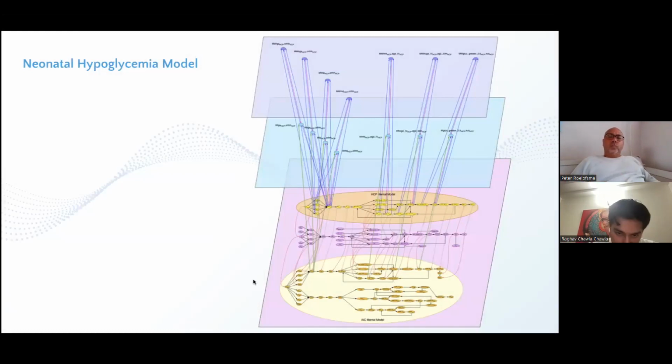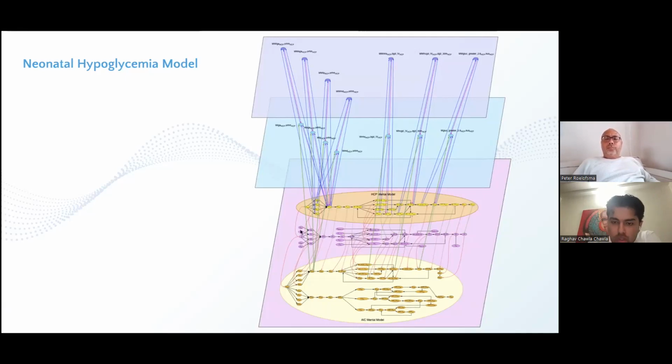This was the model for modeling the hypoglycemia. So what we have done here is we have made a common AI model, which has both the protocols for hypoglycemia and hyperbilirubinemia prevention in its mental state.